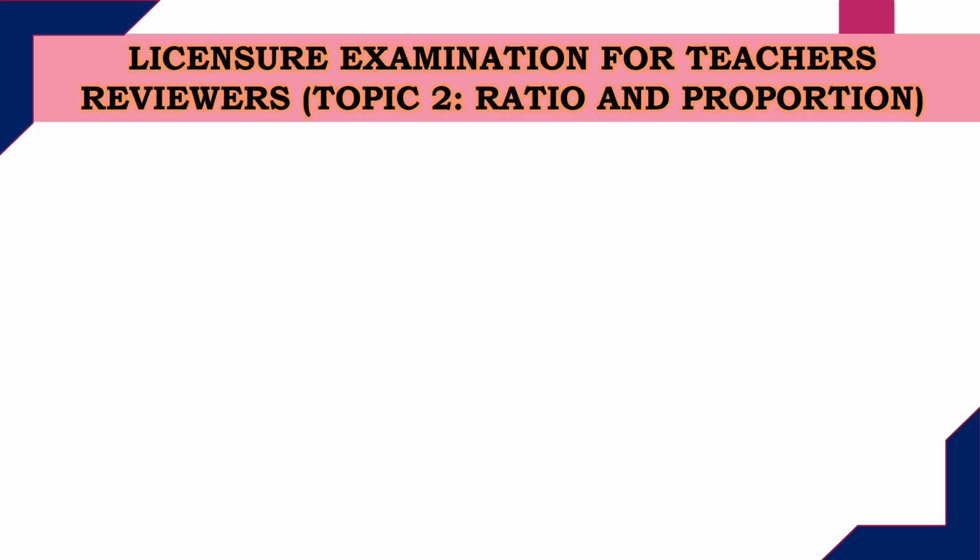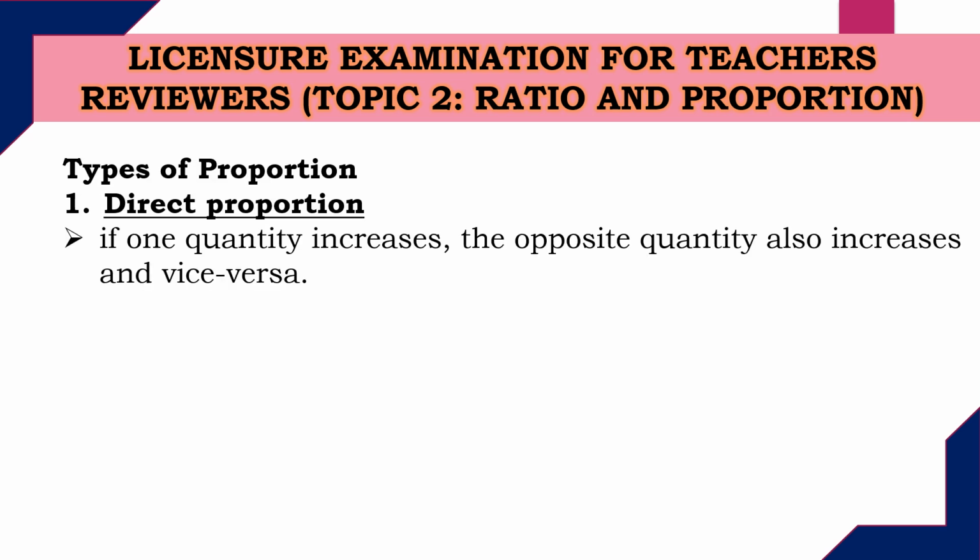Let us recall also the types of proportion. The first one is direct proportion. Direct proportion describes the direct relationship between two quantities. In simple words, if one quantity increases, then the opposite quantity also increases, and vice versa. Also, if one quantity decreases, then the opposite quantity also decreases.